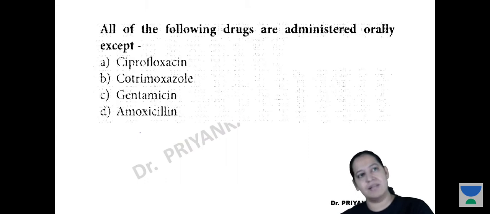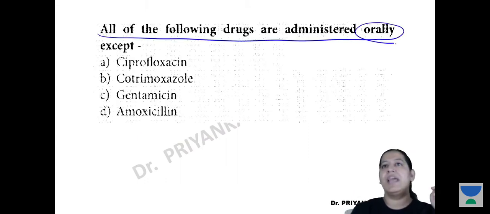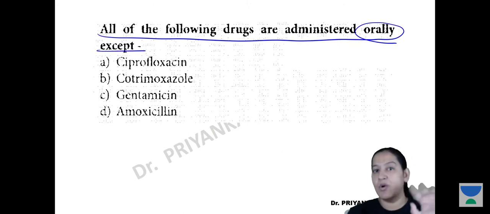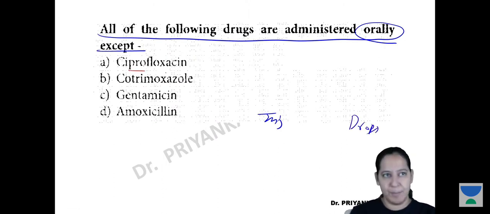Let me move ahead. This is the next question in front of you. All of the following are administered orally except which drug is never given orally. It is not orally available at all. Either injections are available or drops, topical use is available. So which of the following drugs is this? Ciprofloxacin, cotrimoxazole, gentamicin or amoxicillin.